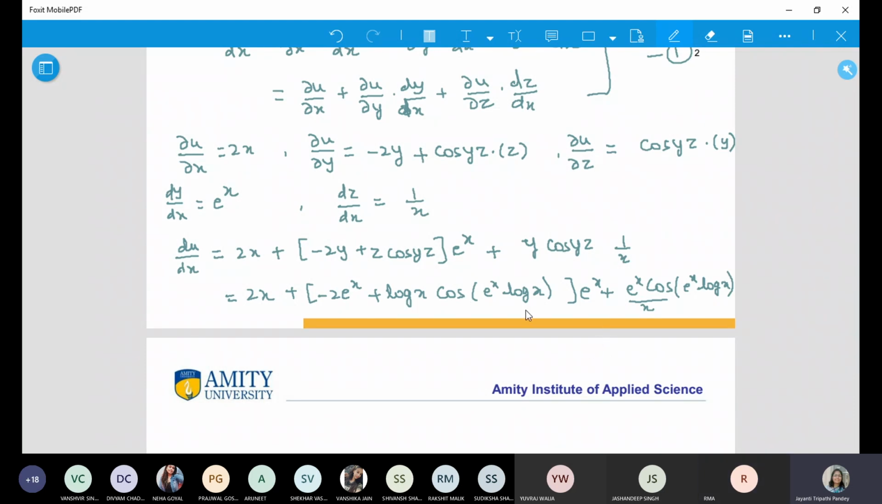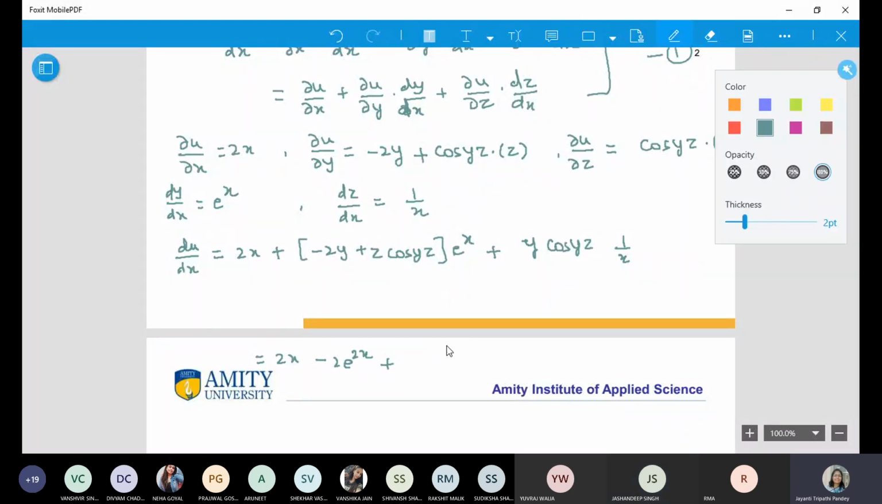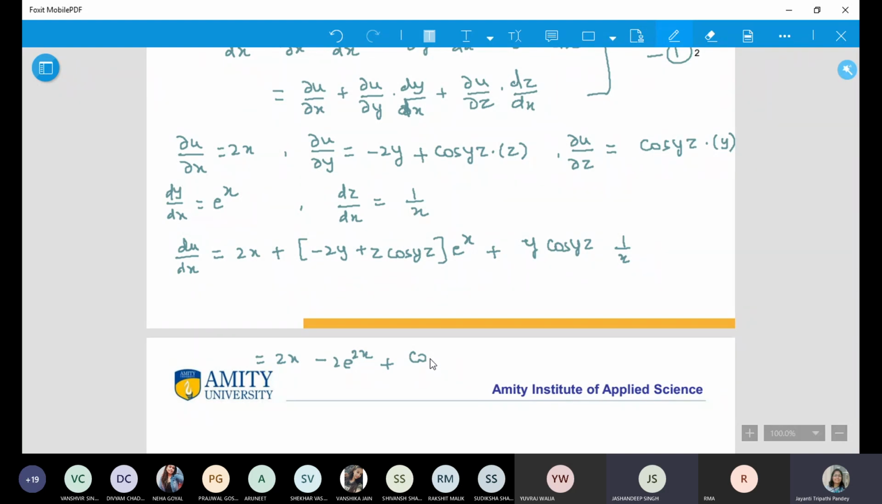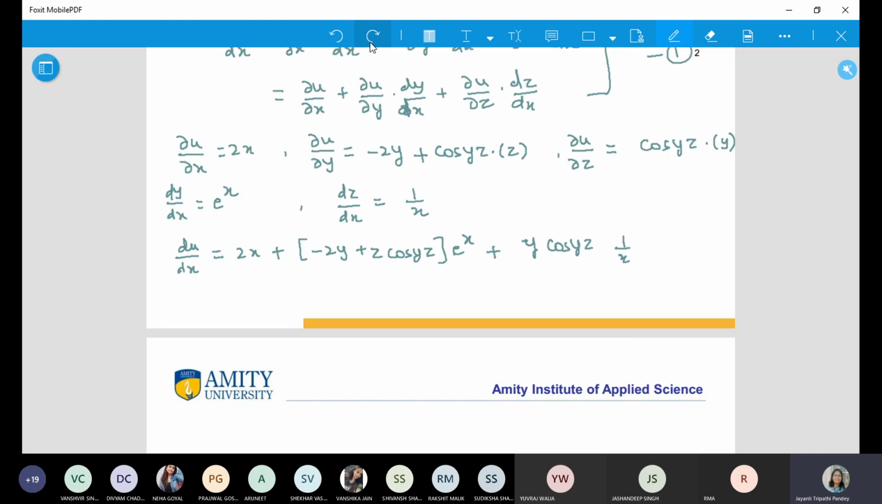Yes, ma'am. Whatever comes common you can take. 2x minus 2 e to the power x plus log x. No, if we plus, do not simplify and leave the answer there only. No, you have to write it in x. You can't leave the answer in y and z. After putting the values of y and z, if we do not take common, oh, that's okay. That's not a problem. Okay. I hope this question is understood. Now, next question.